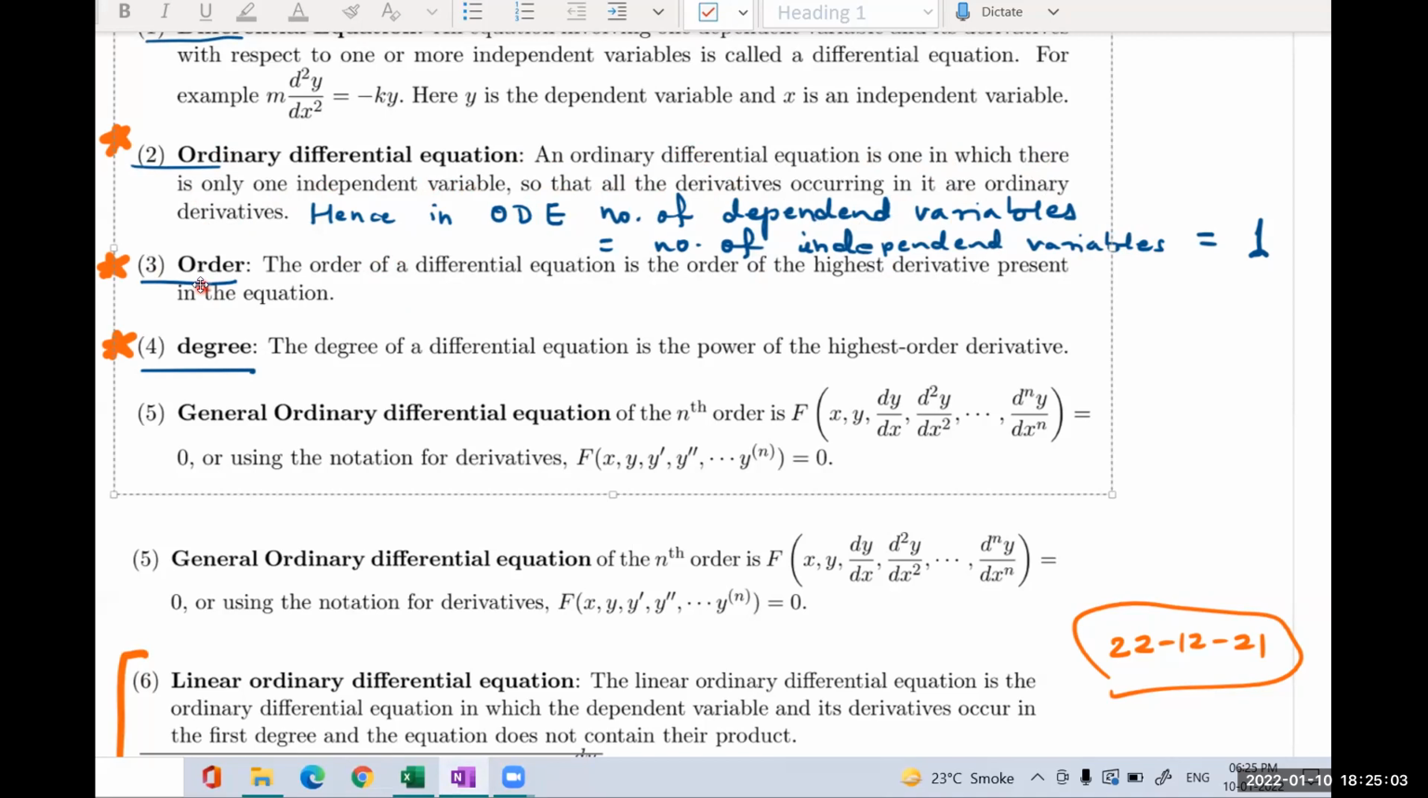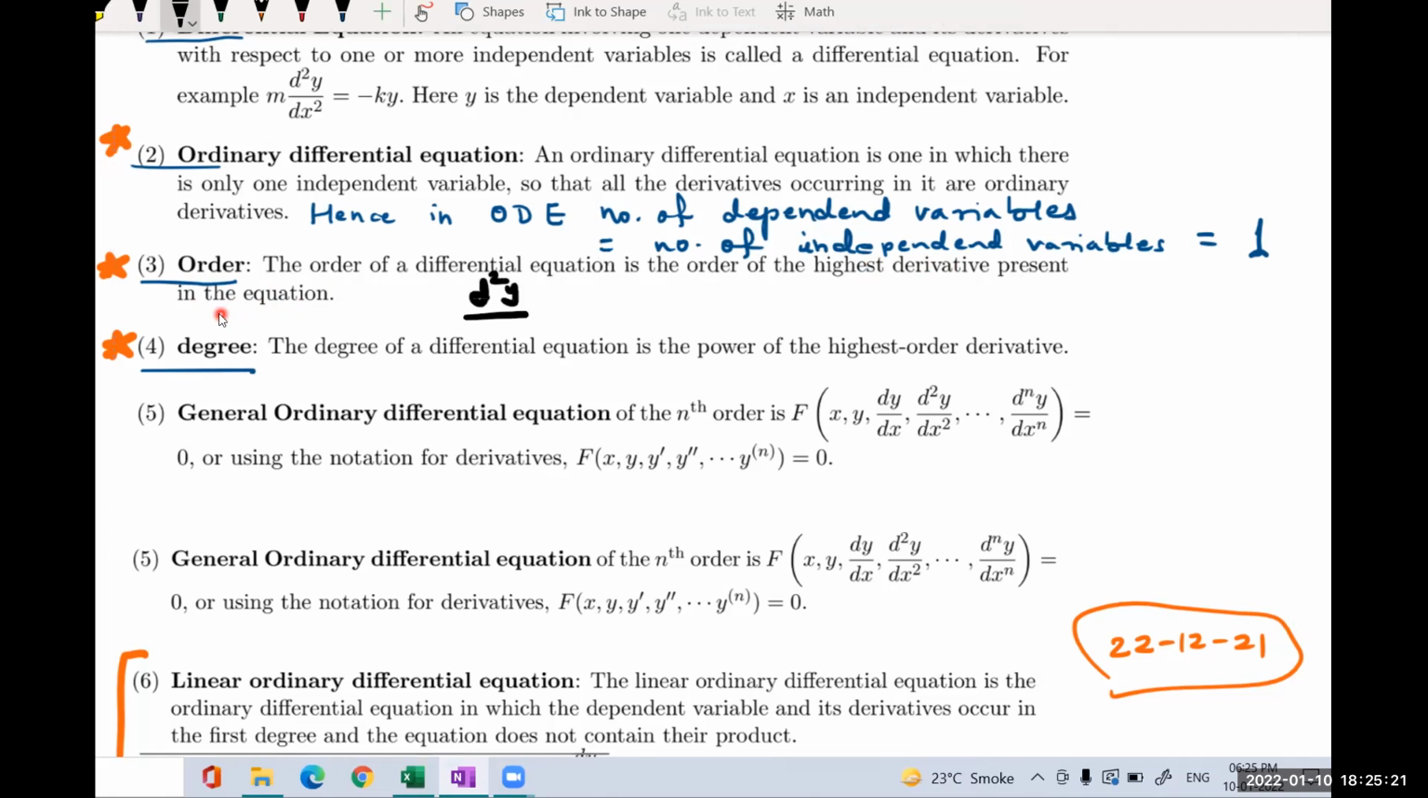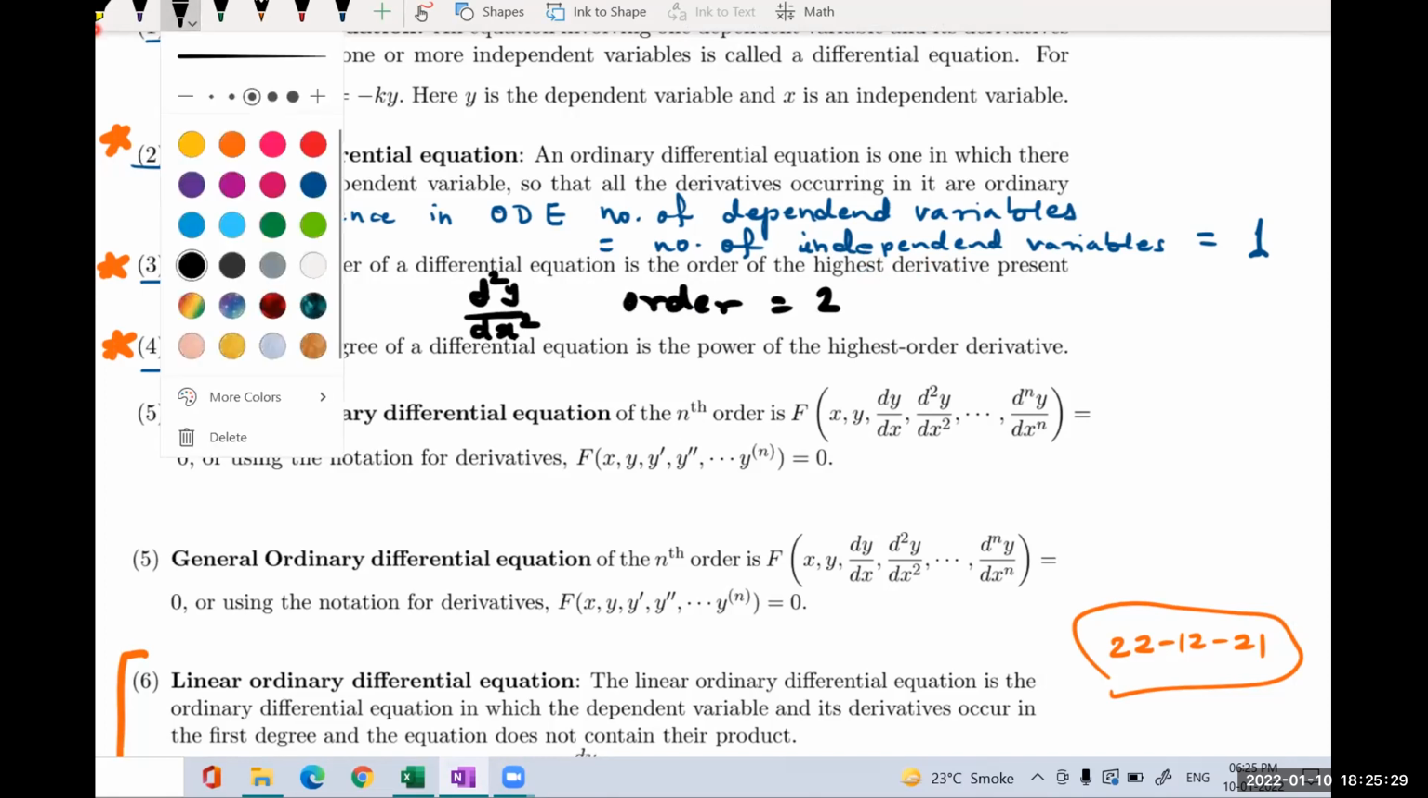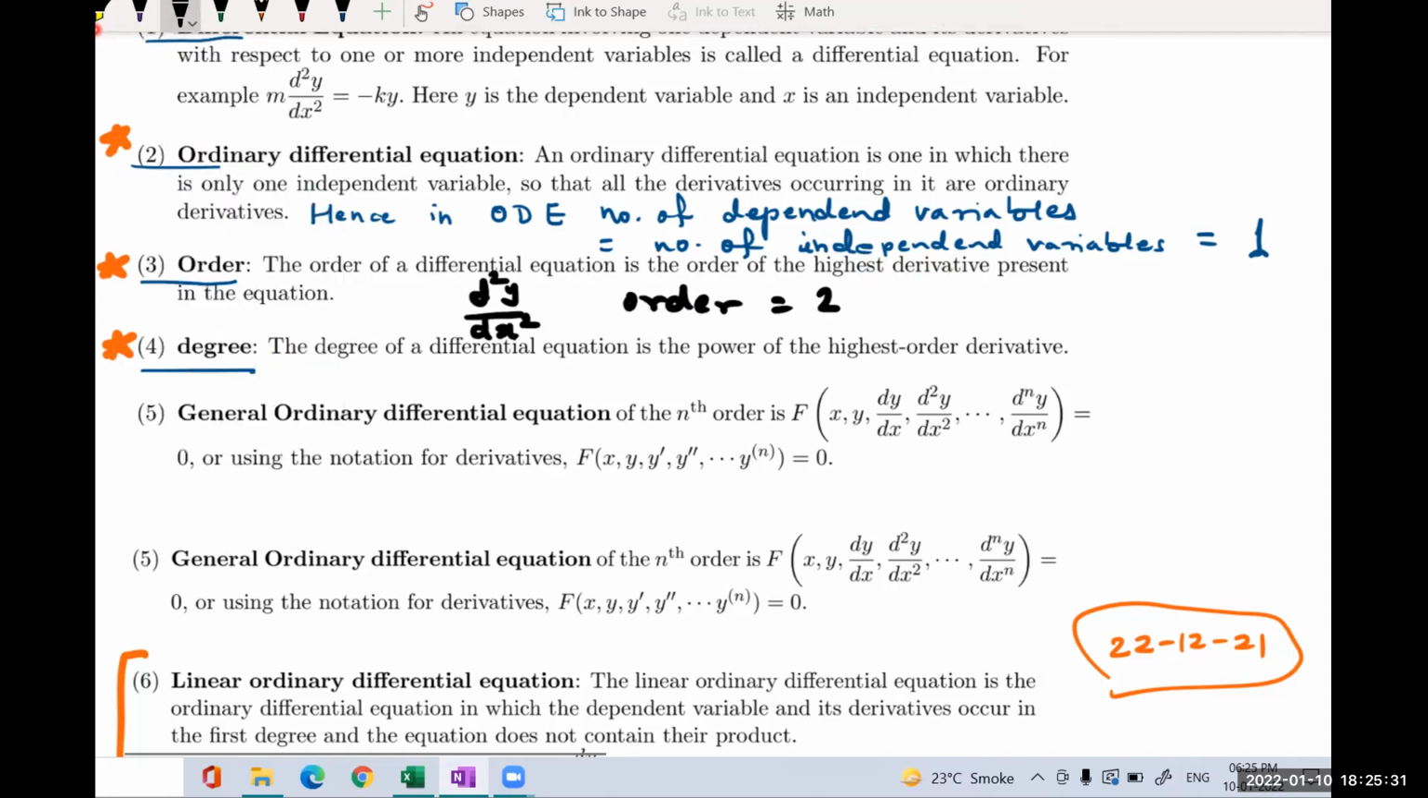What do you mean by order of the differential equation? It is the highest derivative present in the equation. So if you have a term like d2y by dx2, then the order is 2. And if you have only a dy by dx type term, there is only the first derivative present here, so the order is 1.